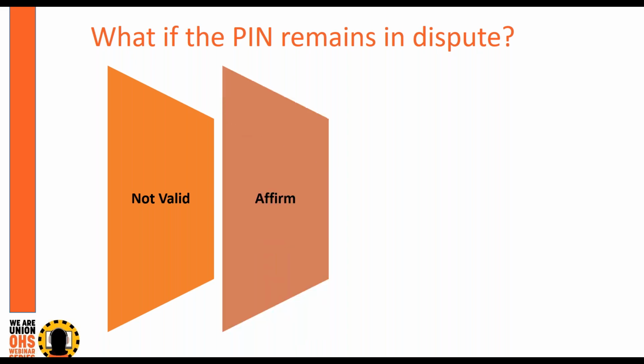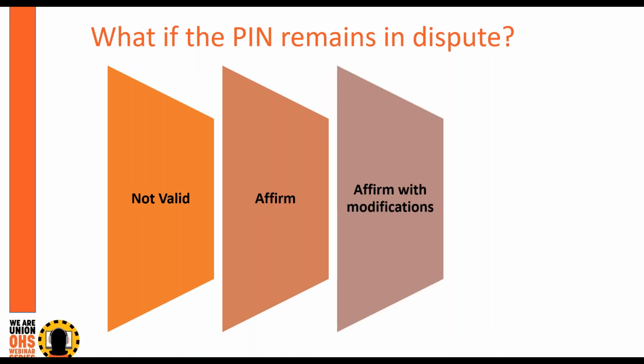Great. And the other option of affirm? Affirm. If the PIN is valid and the inspector supports the stated contravention, the compliance date and the measures to remedy it, then the inspector should affirm it. Affirm with modifications. The inspector may modify the PIN if there are things like multiple contraventions on one PIN or inappropriate compliance dates, etc.